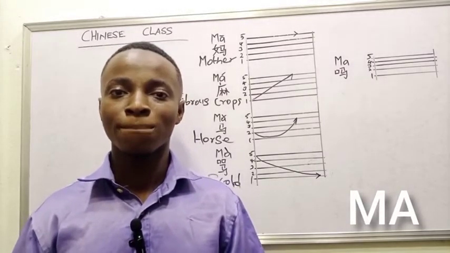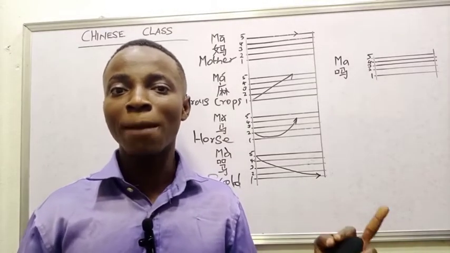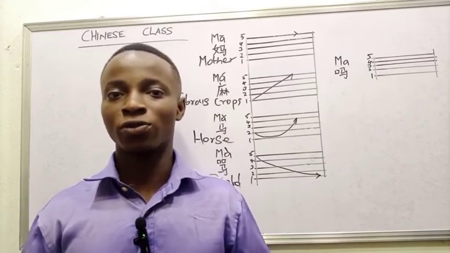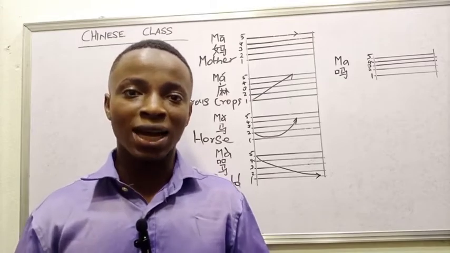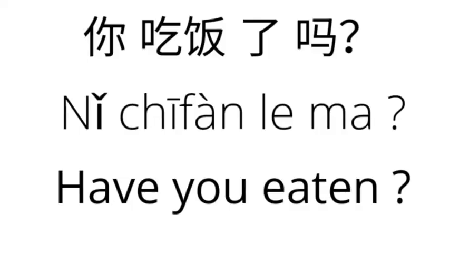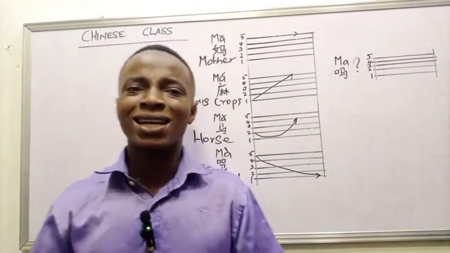And what does this ma mean? We use this ma in Chinese to ask questions. For example, if I want to ask someone, have you eaten? I will ask, 你吃饭了吗? Meaning, have you eaten? 你 means you. 吃饭 means to eat. So we use that ma in asking questions.